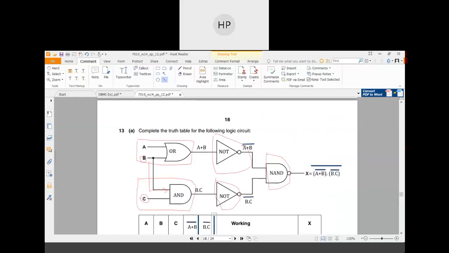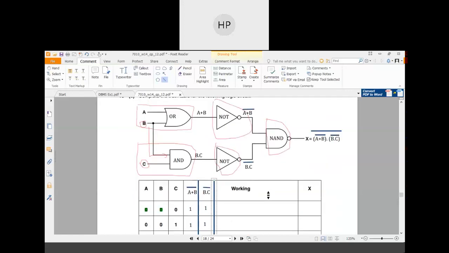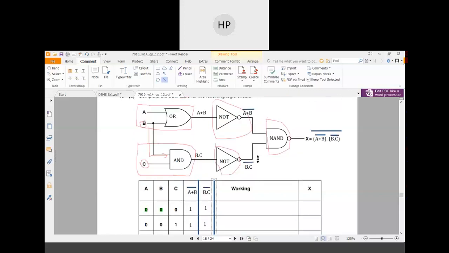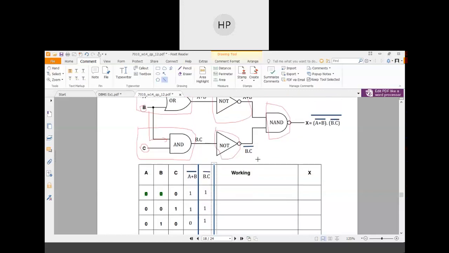So I'm going to finish the column. Done. Right. So now we are moving into our final objective, which is that A plus B bar and B dot C bar go through this NAND gate. So first we will calculate what happens when these two values go through an AND gate, before we invert the values.